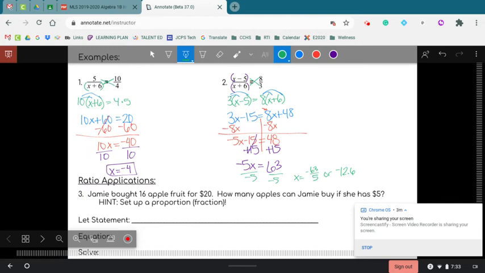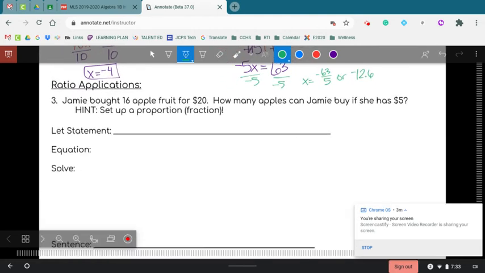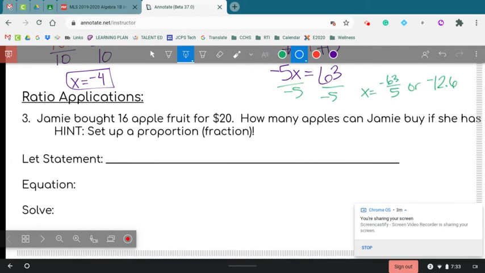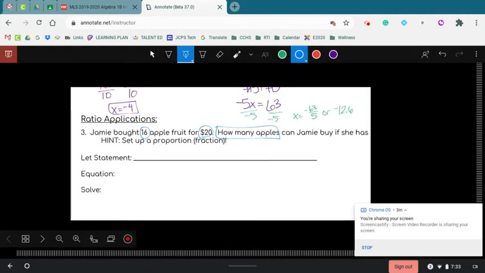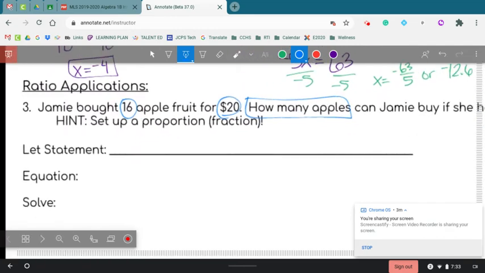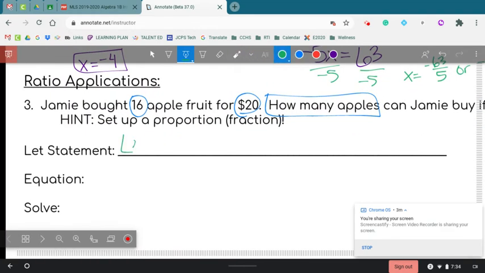Okay, so now we're going to go down and review. We're going to set up our proportion, which is kind of our word problems again. It says Jamie bought 16 apples for $20. How many apples can she buy if she has $5? So you're going to set up a proportion. She has 16 apples and she bought those for $20. It's asking how many apples, so we're going to let x equal number of apples.